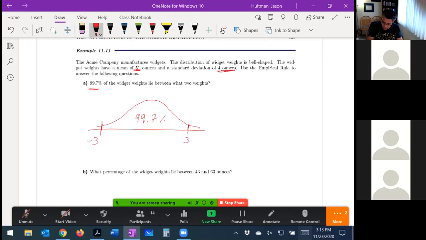So it's -3 to +3. So I know that the probability that z goes from -3 standard deviations to +3 standard deviations is 99.7%. Okay, so how does that help me here?